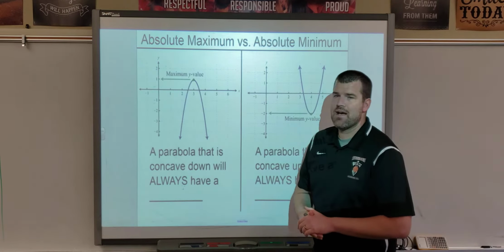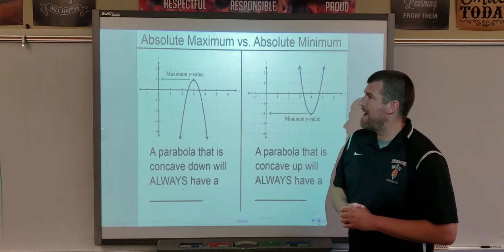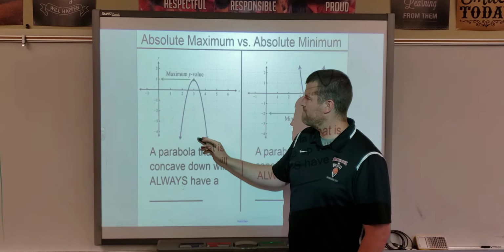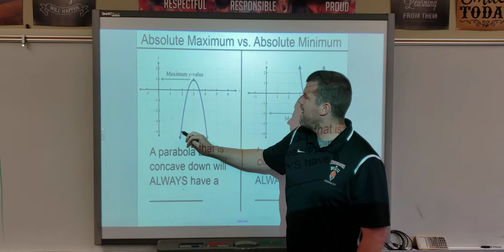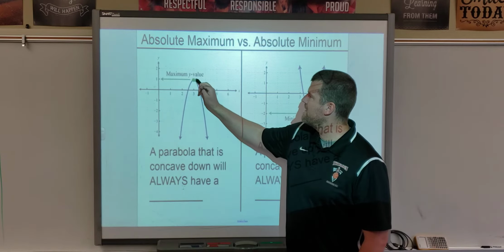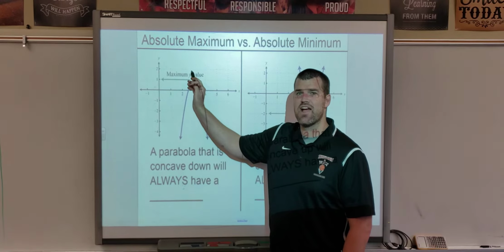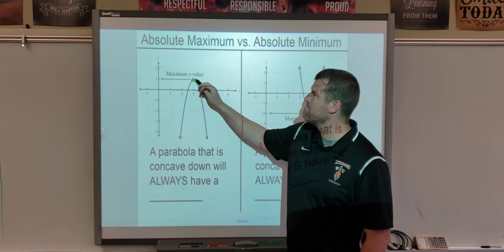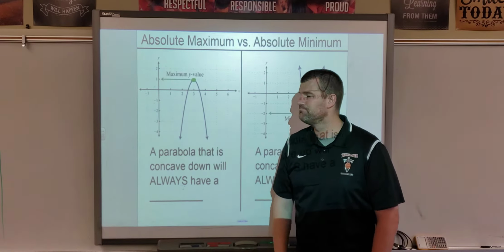Absolute maximum and absolute minimum. I know we did this in IM1. An absolute maximum is the highest point on a graph. So this particular parabola, which is concave down, the highest point on this graph is right here. That is the maximum y value. It's the highest the graph goes. So because it is the maximum that this graph reaches, this graph would have a maximum.